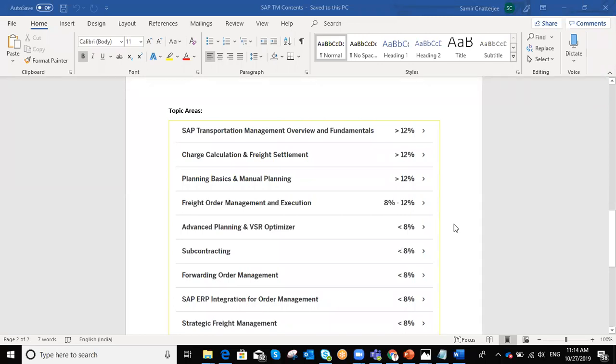So, topic areas. Today's SAP discussion will start from the topic areas to be discussed, especially for the SAP TM 9.5 certification exam. One of our main objectives is to understand and take the confidence level to a higher level for the certification exam, to grasp the things required for it.